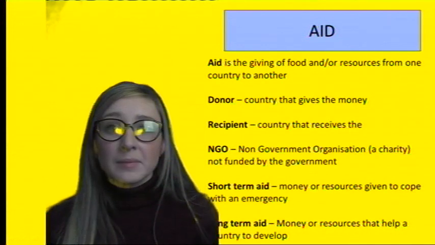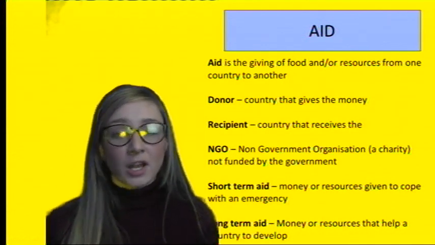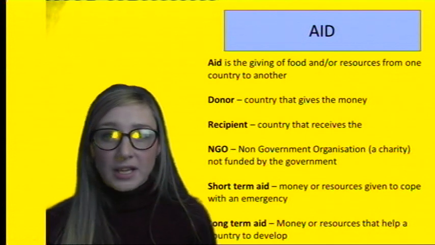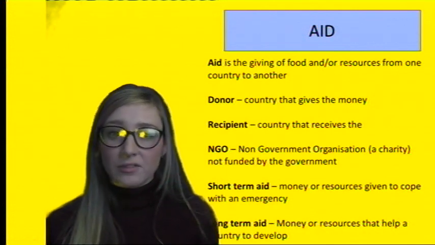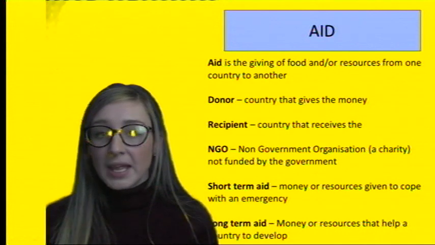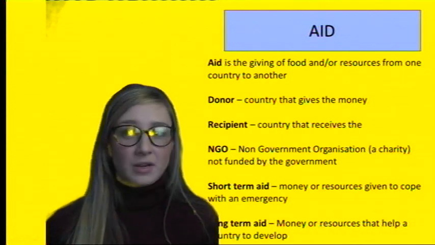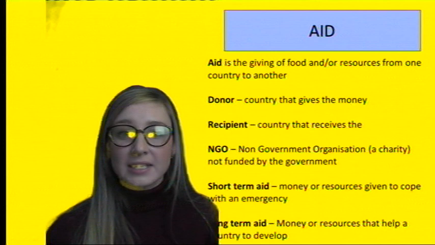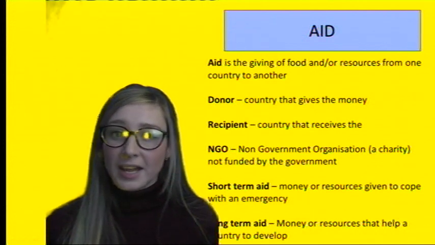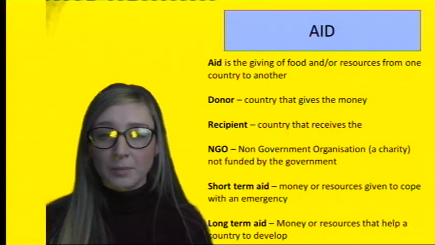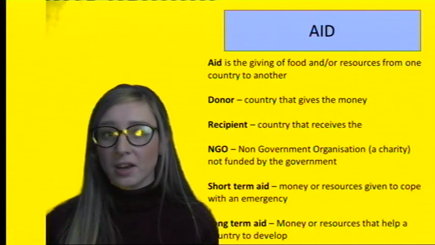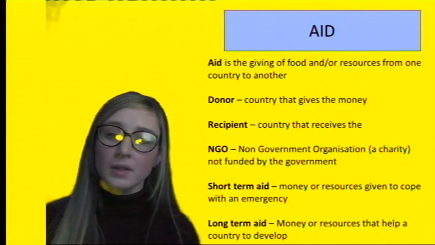Aid then. Aid is simply the giving of food and resources from one country to another. The donor is going to be the country that gives the money and the recipient is the country that receives the money. An NGO is a non-government organisation such as a charity. It's not funded by the government, so that is why you'll see people on the street with buckets collecting money. They're a charity, so they're reliant on people giving them money.